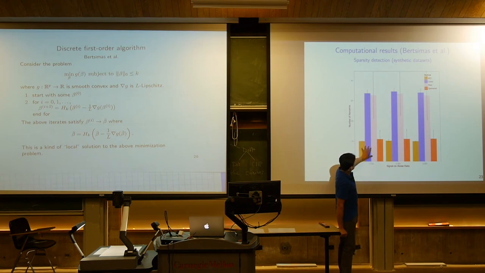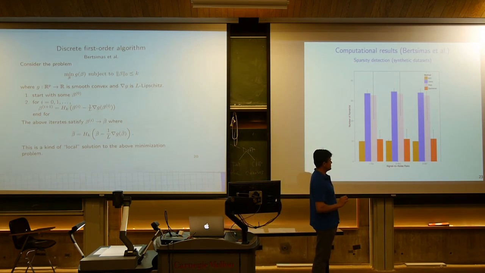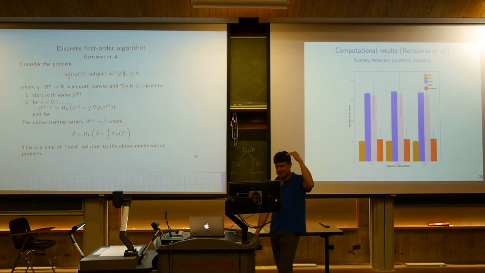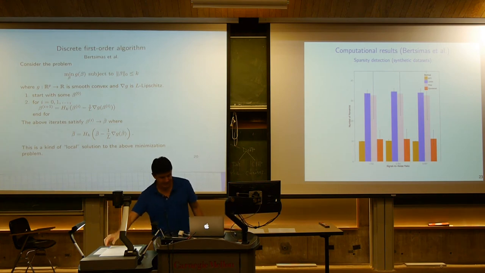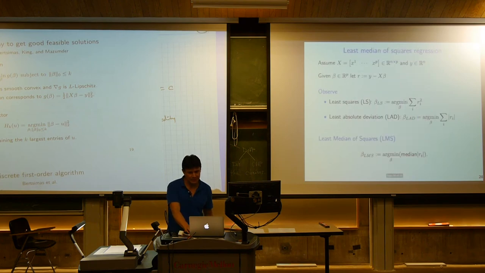In the comparison with other approaches, the blue one is Lasso, the pink one is step-based regression, and the red one is SparseNet, which uses another non-convex approach to the subset selection problem. The results of the mixed integer model are generally pretty good in terms of sparsity recovery. Okay, so that's sparsity detection. There are a few more things that we can say about this model, but as far as what I planned on telling you today, that's all. The other model that I want to tell you a few words about is the least median of squares regression.